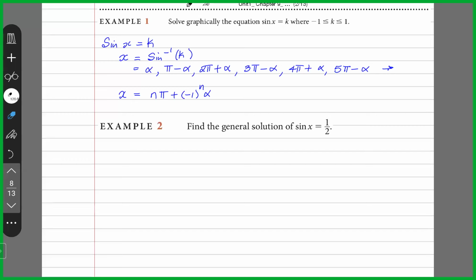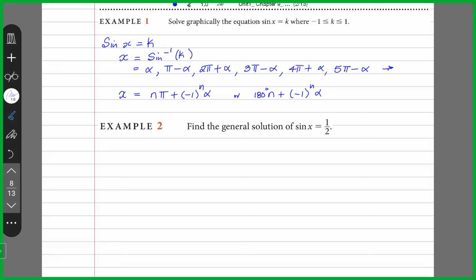All right, so that's the general solution. The general solution of sine x is equal to k is x is equal to n pi plus minus 1 to the n alpha. Of course, this could also be written in degrees. So the general solution could be 180 degrees n plus minus 1 to the n alpha. The general solution could be that as well, because remember, pi is 180 degrees. The general solution could also be written in degrees.